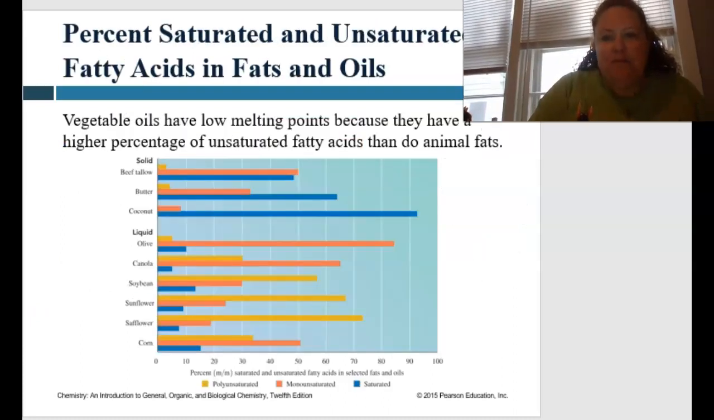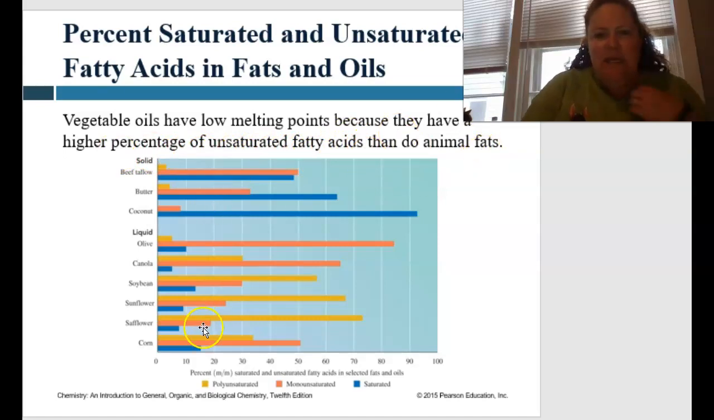Okay, so looking at the percent saturated and unsaturated fatty acids in fats and oils, vegetable oils have low melting points because they have a higher percentage of unsaturated fatty acids than animal fats. You can see here, the yellow is polyunsaturated, red is monounsaturated, and the blue is saturated. You can look and see beef tallow, butter, coconut. Butter's my favorite. Then olive, canola, soybean oil, etc., and the differences they have.